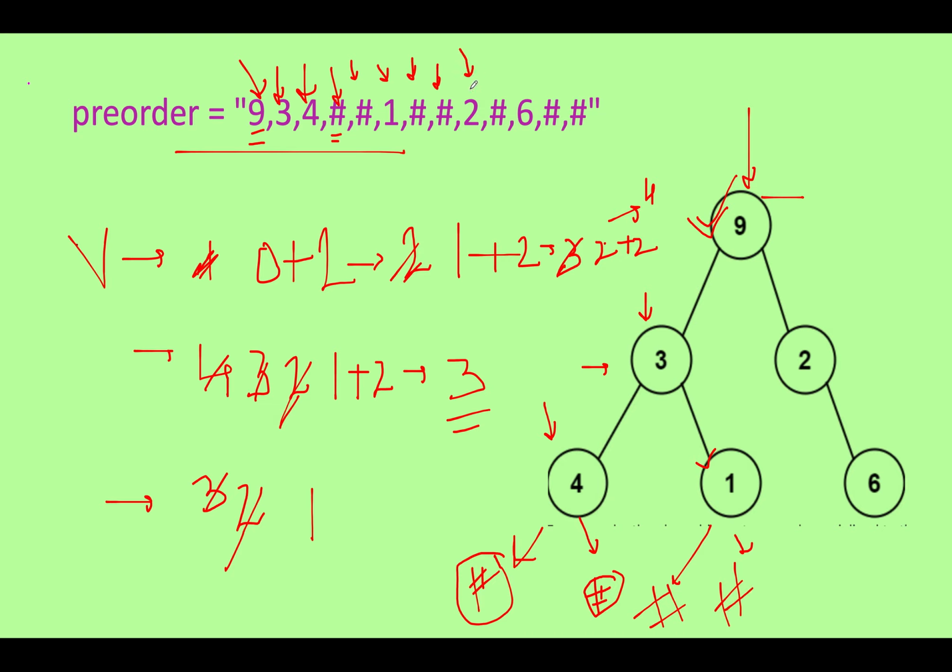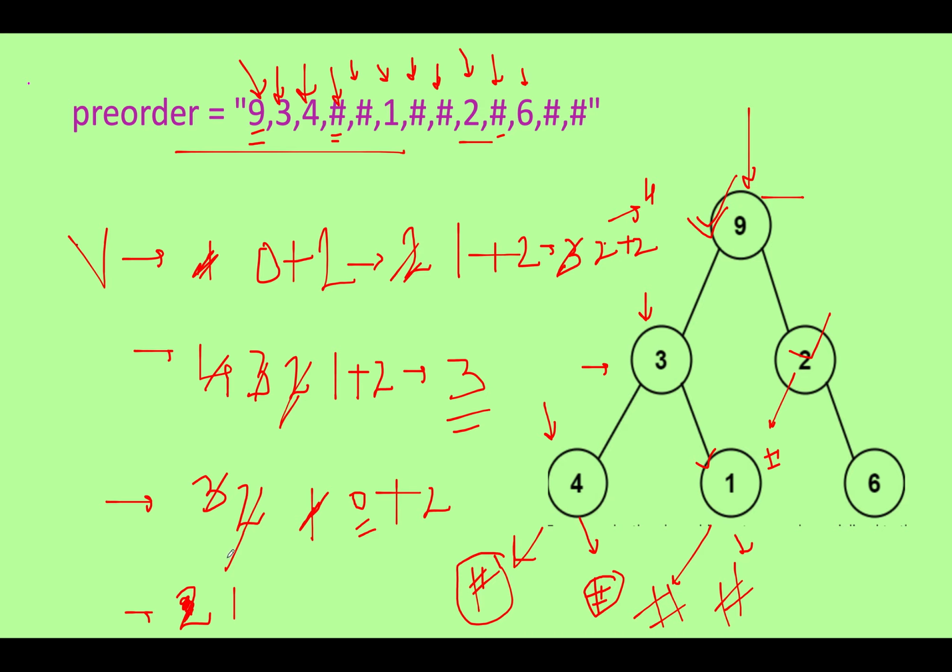Next we have 2. We will reduce the vacancy variable by 1 and it gets updated to 0. Also, 2 being a non-null node will cause an increase in the vacancy by 2. So the vacancy gets updated to 2. Next we have a hash. So the vacancy variable gets reduced by 1 since it's a hash, and it's not increased because it was null. We have visited this node and we have also visited 2.